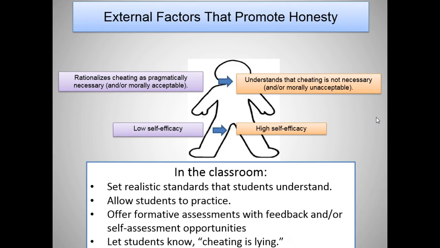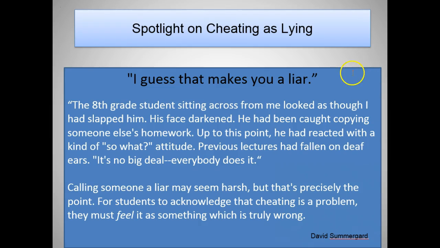You might also decide to let students know cheating is lying. I found this really interesting anecdote from a teacher who said this. The 8th grade student sitting across from me looked as though I had slapped him. His face darkened. He had been caught copying someone else's homework. Up until this point, he had reacted with a kind of so what attitude. Previous lectures had fallen on deaf ears. It's no big deal. Everyone does it. You know, we've already talked about this.